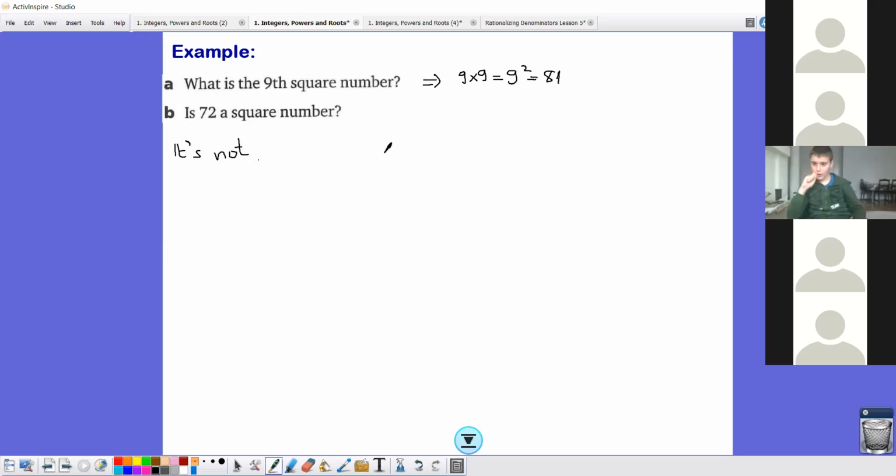Yes, we don't have any square number 72 because if I multiply, for example, 8 times 8, it's 64. 9 times 9, it's 81. So 72 is between them and it is not a square number, yes? There is no square number between them. Did we understand? Yes. Okay. Are you writing them? Yes, teacher. Just wait. Okay, I'm waiting.